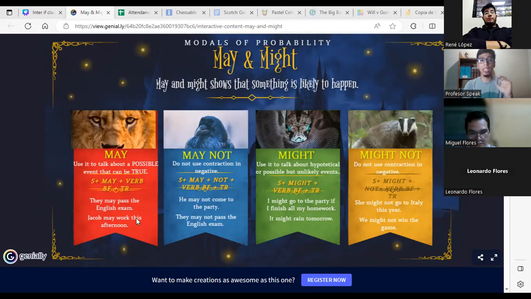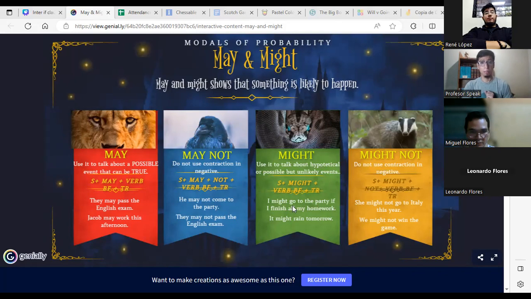Okay, they may pass the English exam. Jacob may work this afternoon. That is a strong possibility. That is very likely to happen. Then you will have here may not, which is the negative. And then we have might. Use it to talk about a hypothetical or possible but unlikely event. Unlikely. The other one was likely, very likely. This one is unlikely or slightly likely, okay?